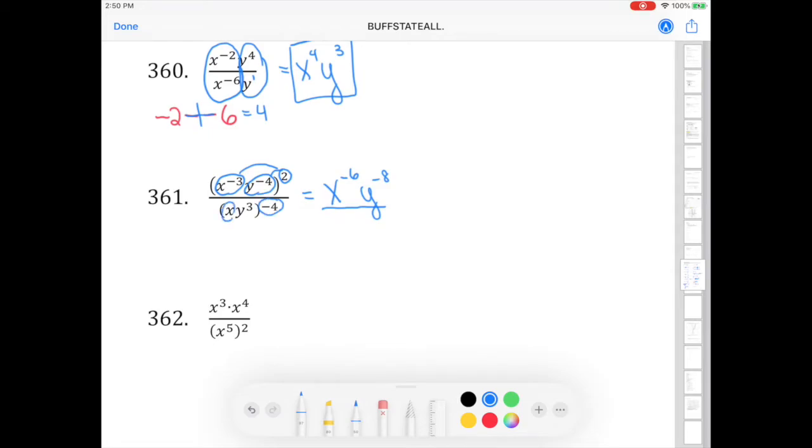On the bottom, think about what's being raised to the negative 4th power. X to the 1st and y to the 3rd are both being raised to that exponent. Again, it's power to a power, so you multiply. This first one is x to the 1st raised to the negative 4th. 1 times negative 4 is just negative 4. And then y to the 3rd raised to the negative 4th. Again, power to a power. 3 times negative 4 gets me y to the negative 12.